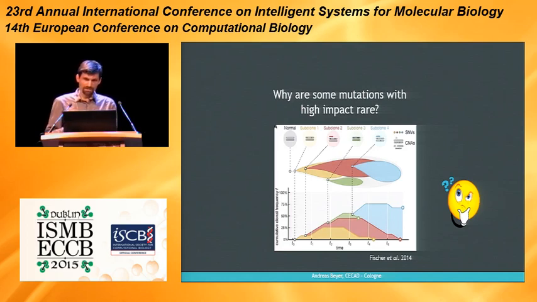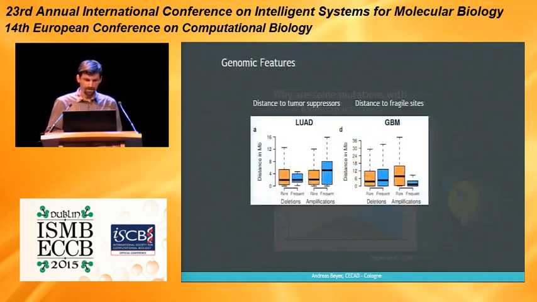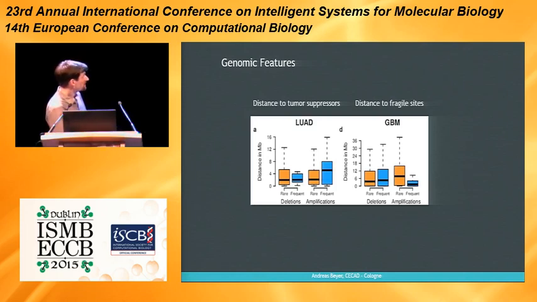So what we thought is maybe it's not the function of the genes, but the genomic structure that is important here. The genome structure is impacting which regions are more likely to mutate or less likely to mutate. And that's what we're trying to show here. So here on the left-hand side, you see lung cancer. And then here you have the distance of a mutation to some genomic feature. In this case, we're looking at the distance to tumor suppressor genes. And you can see here that amplifications, frequent amplifications, tend to be further away from tumor suppressors than rare amplifications.